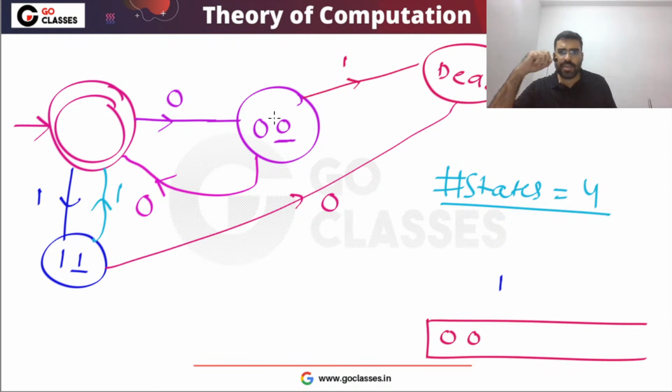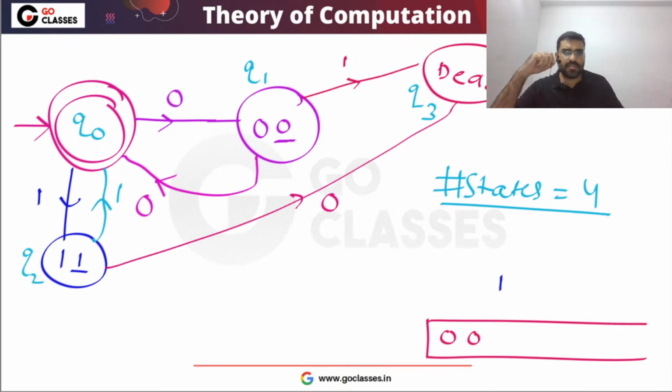Now we have to compare. For example, these two states, are they equivalent? No, they are not equivalent, right? They are distinguishable by 0. Let me call this state q0, this one q1, this one q3, and this one q2.